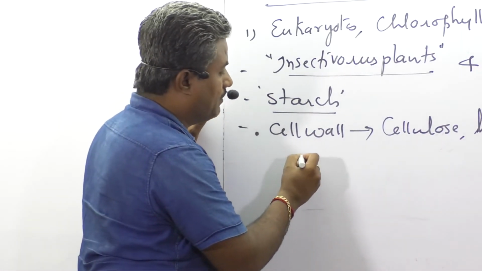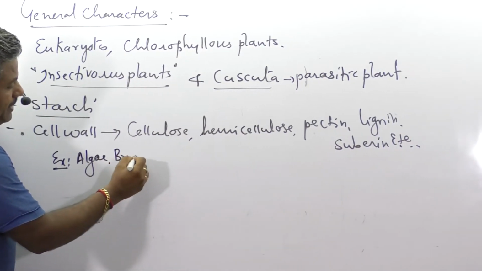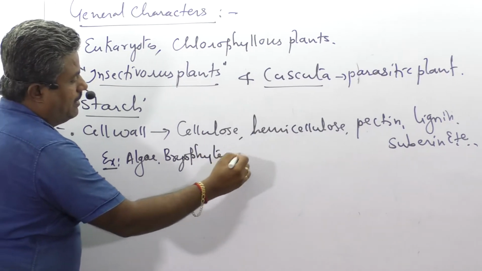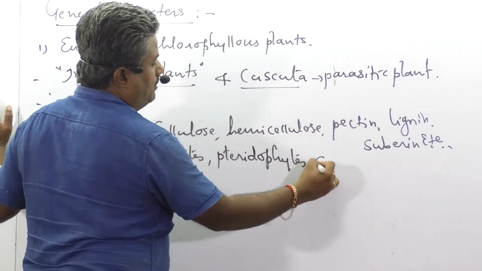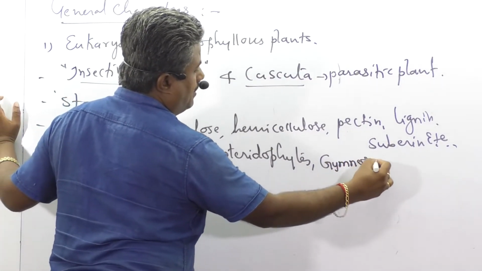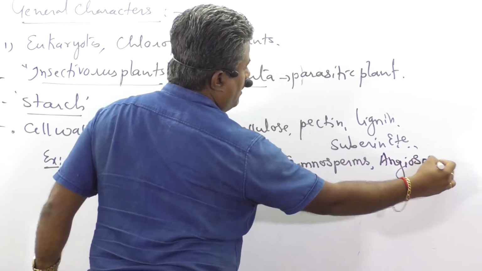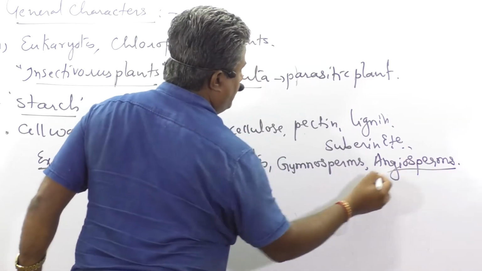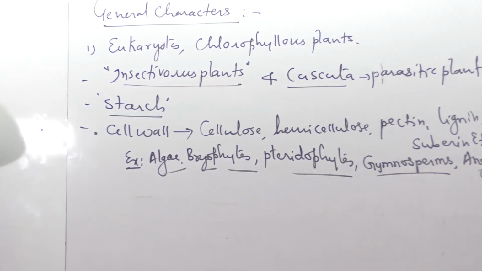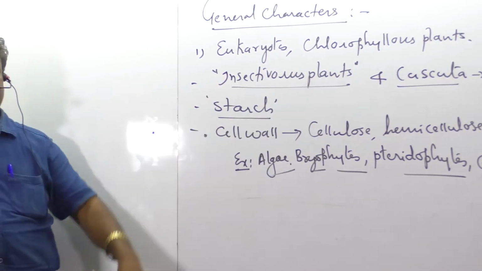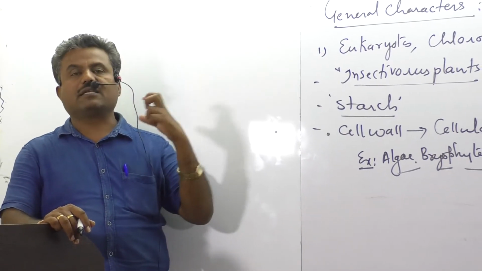Plantae includes algae, bryophytes, pteridophytes, gymnosperms, angiosperms. Okay, these are the examples for kingdom Plantae. You studied these aspects in the third topic, plant kingdom. So these are the general characters.